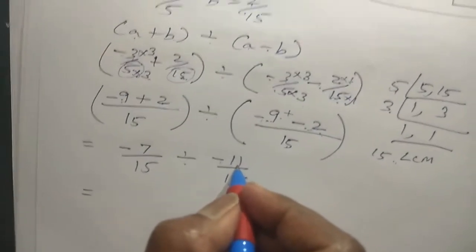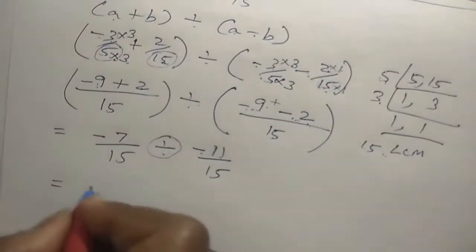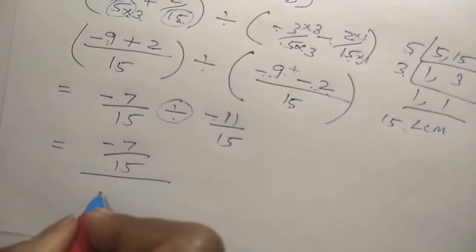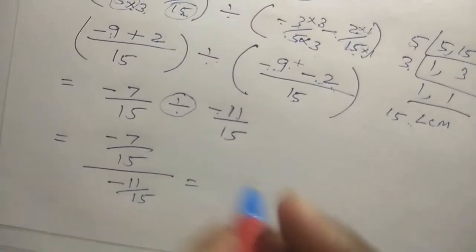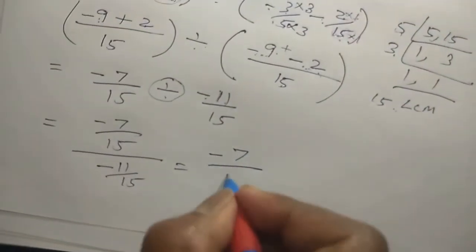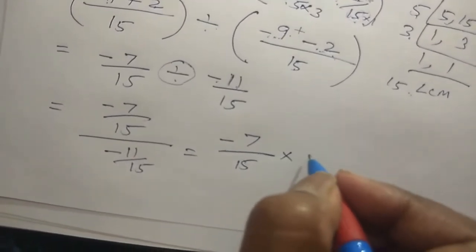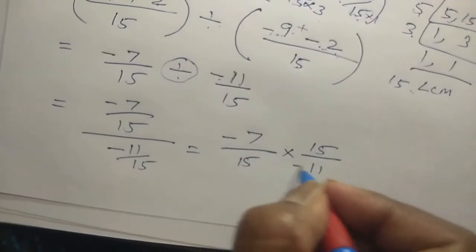What is the addition value? You will get 11. So you are having a division here. We will have minus 7 by 15 as usual, divided by minus 11 by 15. So we go with the reciprocal method here. It is minus 7 by 15 into, I can go with 15 by 11 here.